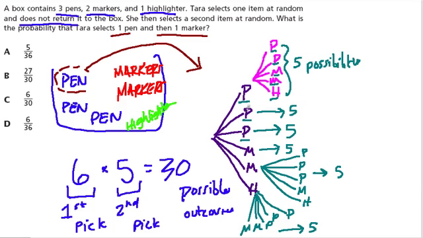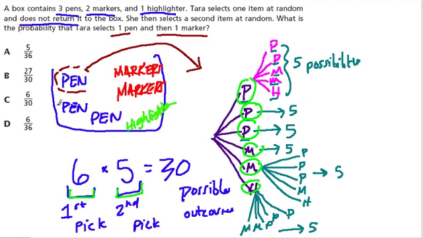And the reason we're multiplying is because we're saying for each item you could have chosen the first time, there are 5 different items left the second time. So that means you have 6 groups, 1, 2, 3, 4, 5, 6, of 5. And that's what multiplication is. 6 groups of 5 means 6 times 5.